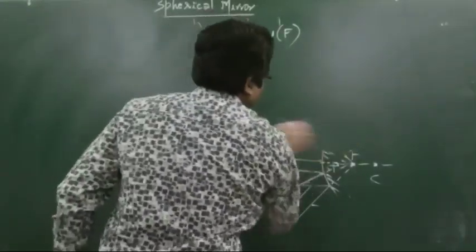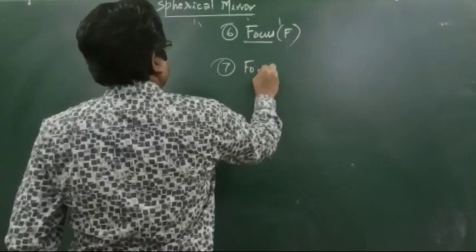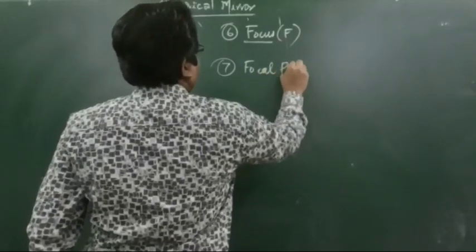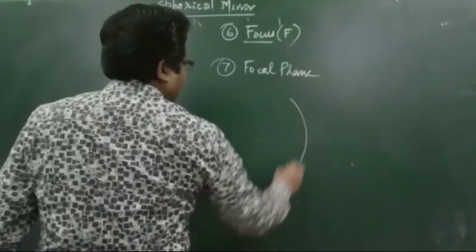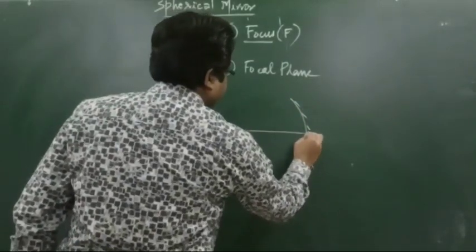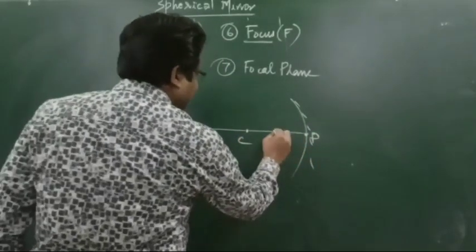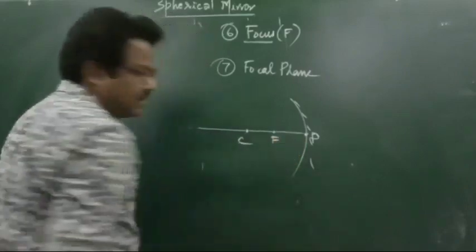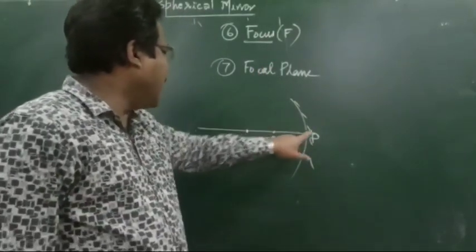So again, for that I have to take a diagram. Focal plane. What is that focal plane? Suppose here you have a concave mirror, and again this is the pole, the center of mirror, and this is the center of curvature, and between these two we have another point, focus. We just have defined. For concave, the focus is in between pole and center of curvature.